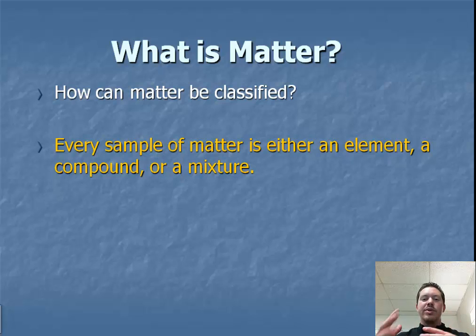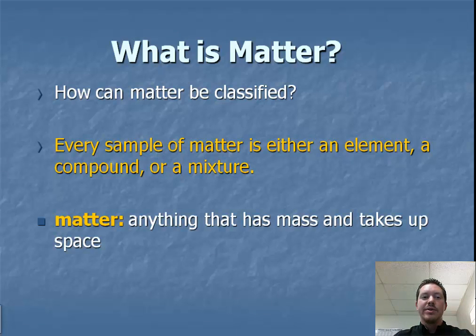So we're going to go through this slide and talk about these three categories, starting with matter. Matter is anything that has mass and takes up space. I think the trickiest example of matter is gas, because it has a mass and it takes up space, but sometimes it's hard to visualize gases or air as being matter.